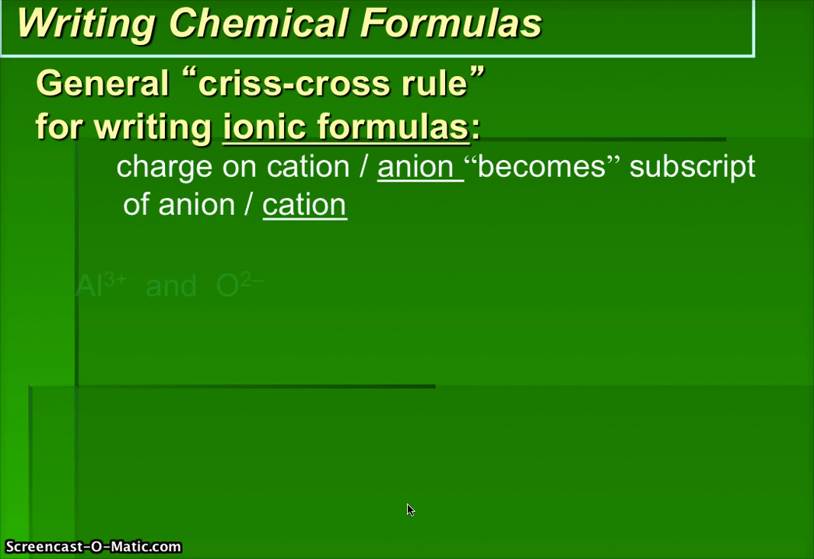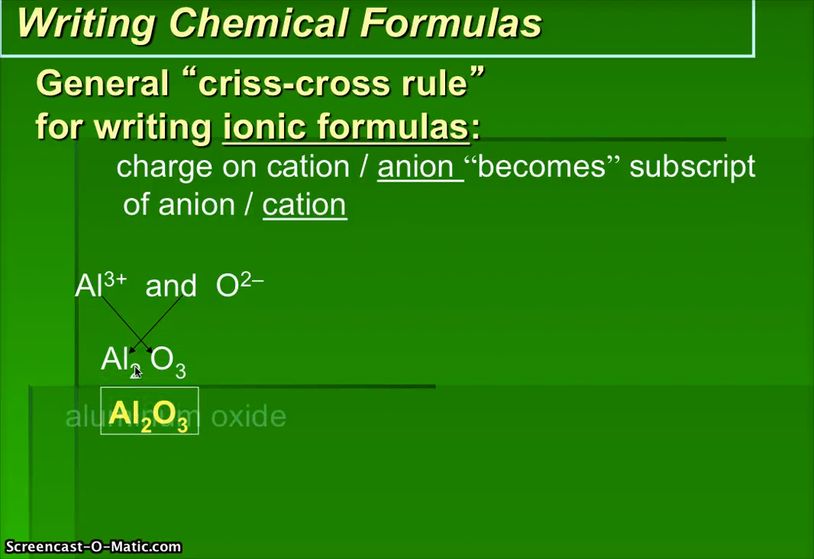For example, the aluminum ion has a +3 charge, and the oxygen ion has a -2 charge. This is determined by looking at the periodic table. When we crisscross the charges, we end up with 2 aluminum ions and 3 oxygen ions. Recall that the subscript indicates the number of each of the ions. The formula is called aluminum oxide.